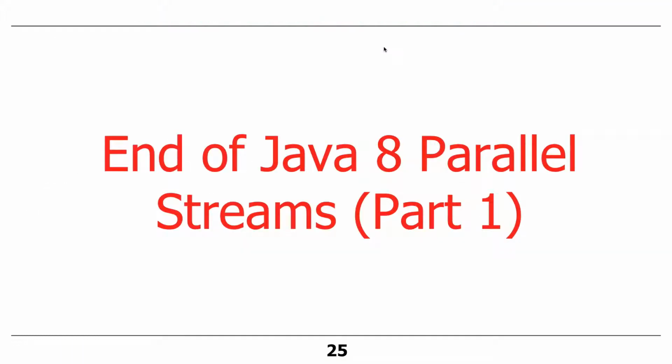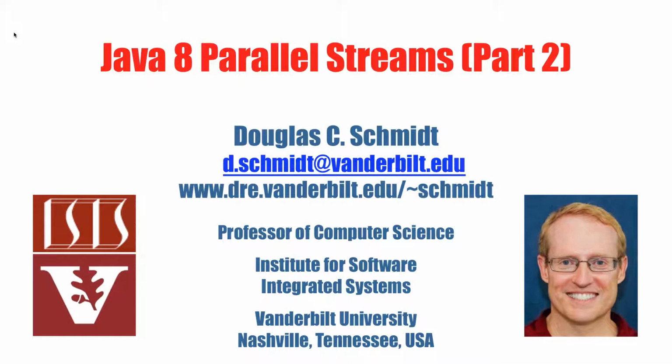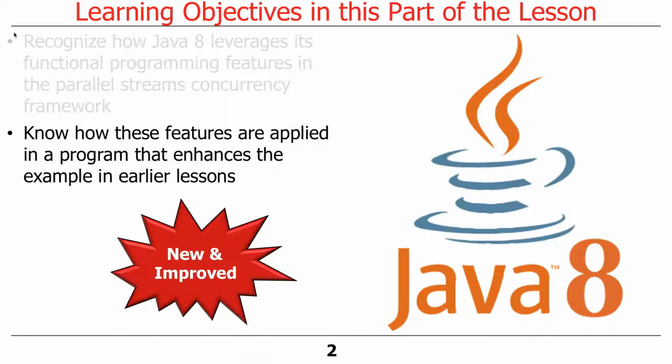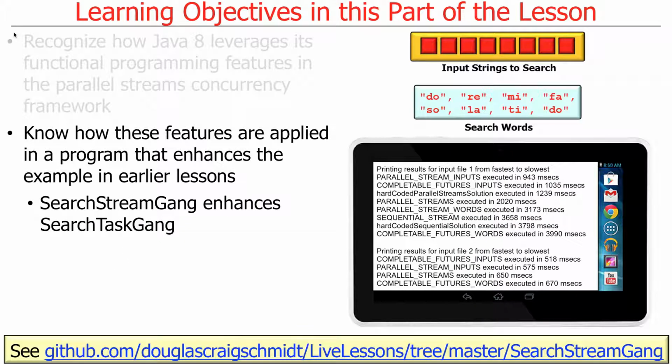OK, so that's the end of part one of the lesson. So now that I've given you an overview of what a parallel stream is at a high level, we'll take a look at an example. This example will improve what we had talked about earlier to give a parallel version of the search stream gang that we had talked about in its sequential form in the earlier lesson.